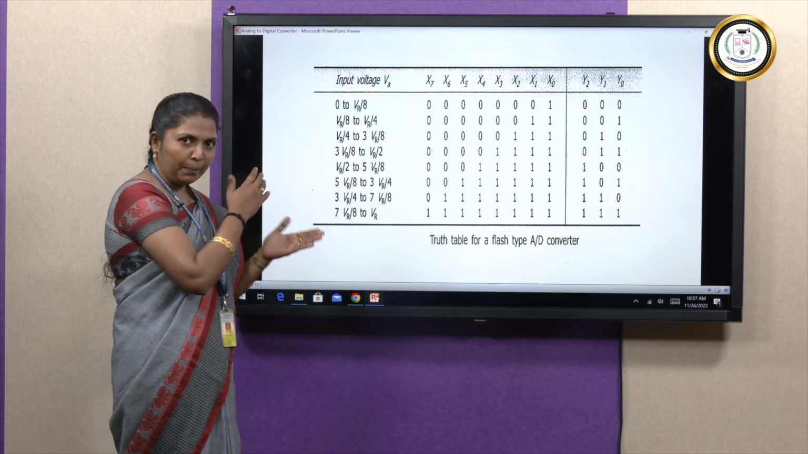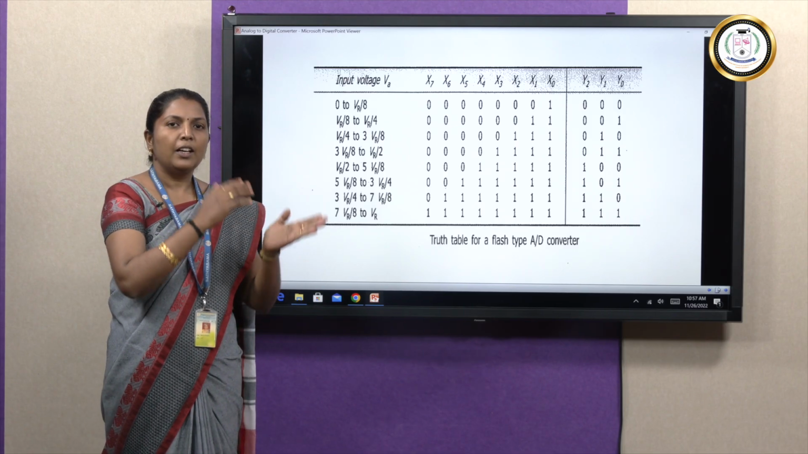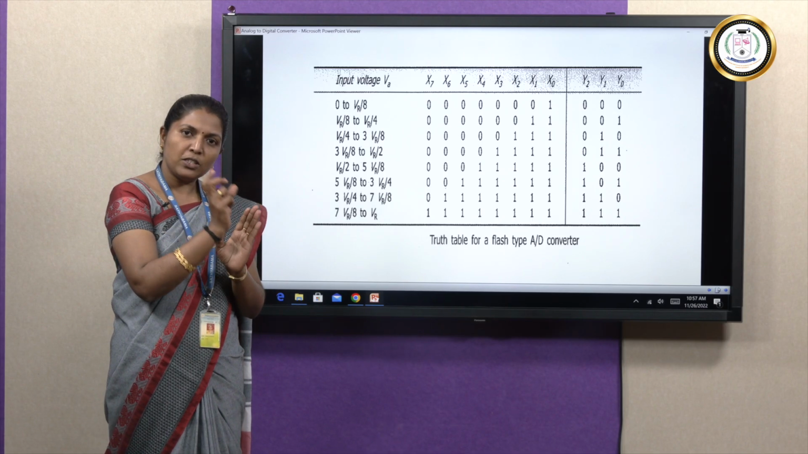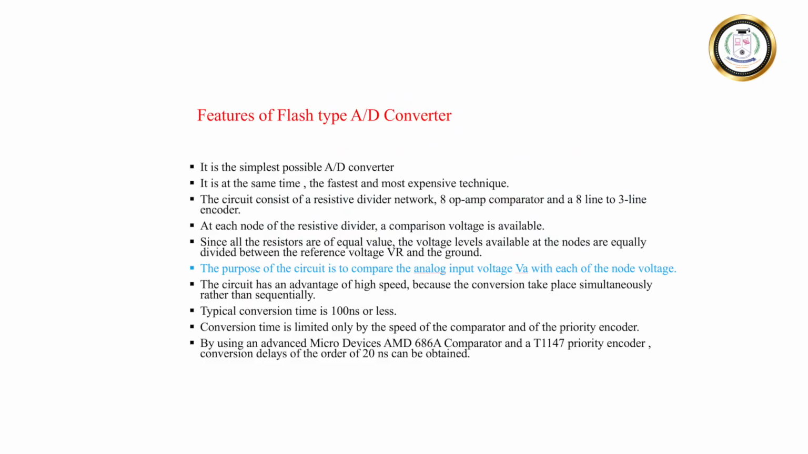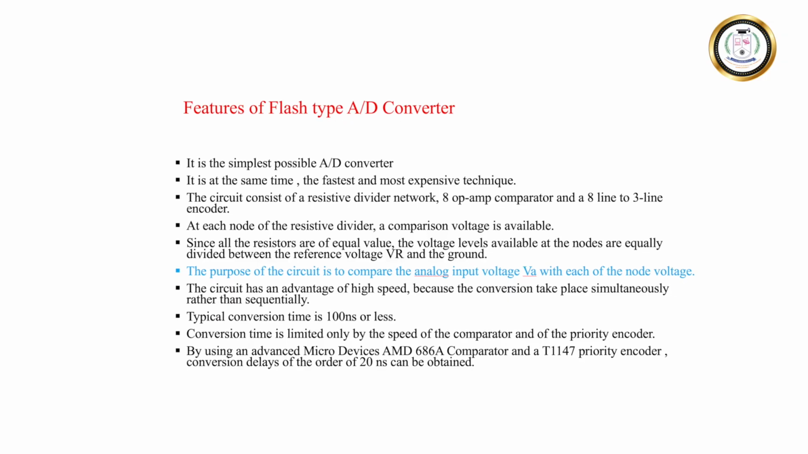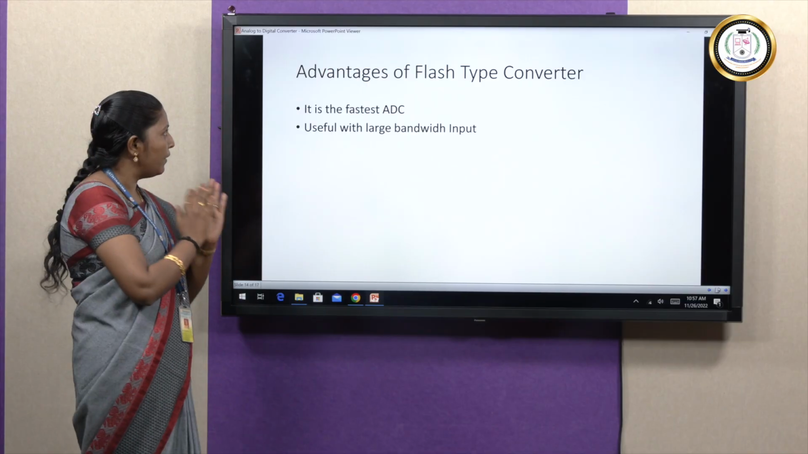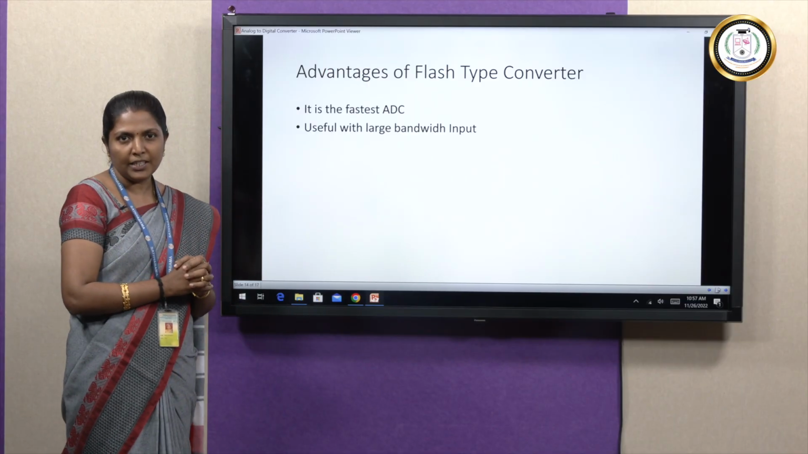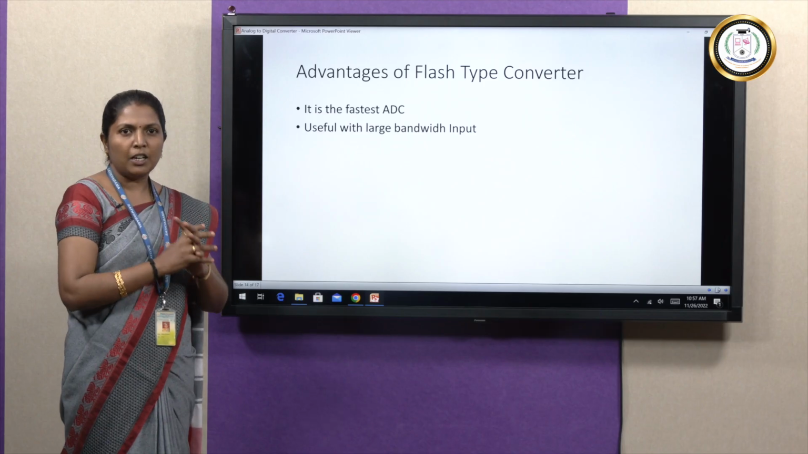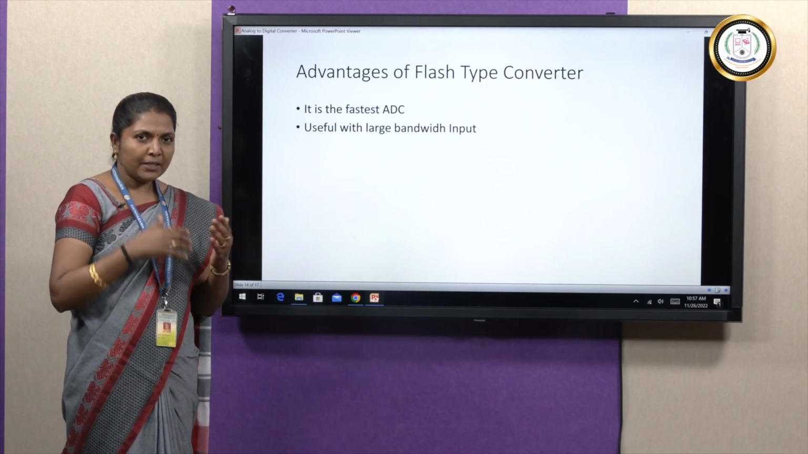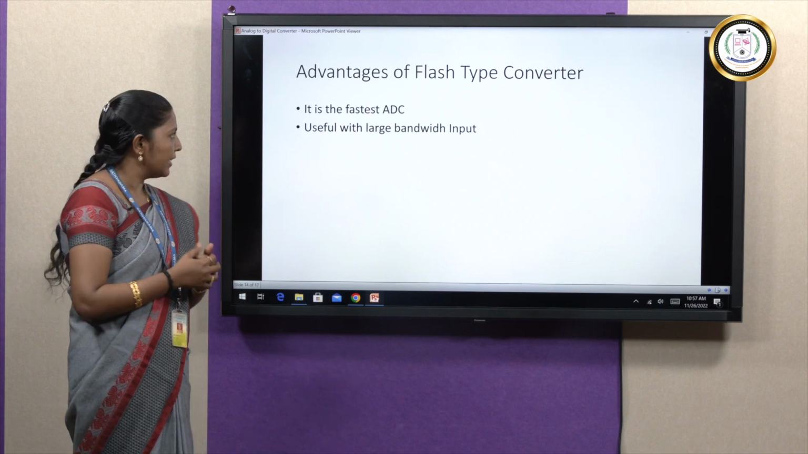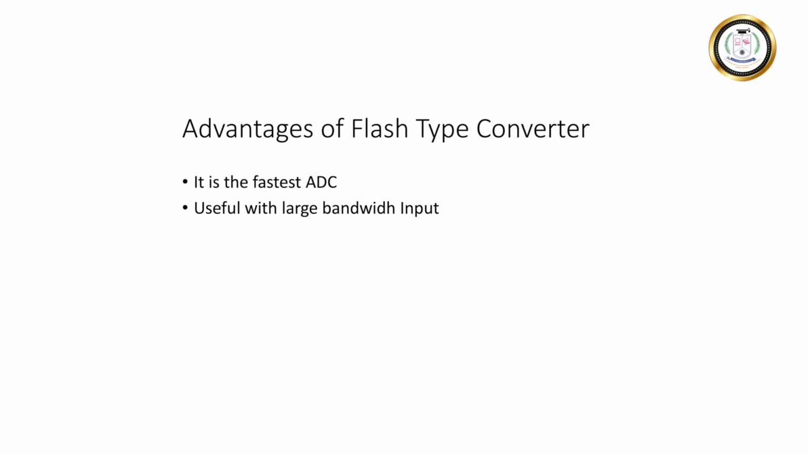Likewise, based on the range of our analog signal, the comparators give the output. Based on the highest priority, the priority encoder gives the digital signal. This is the working principle of the flash type converter. The advantage of the flash type converter is that it is the fastest converter among all the available ADCs. The maximum conversion time is 100 nanoseconds or even less. It is useful with large bandwidth input.